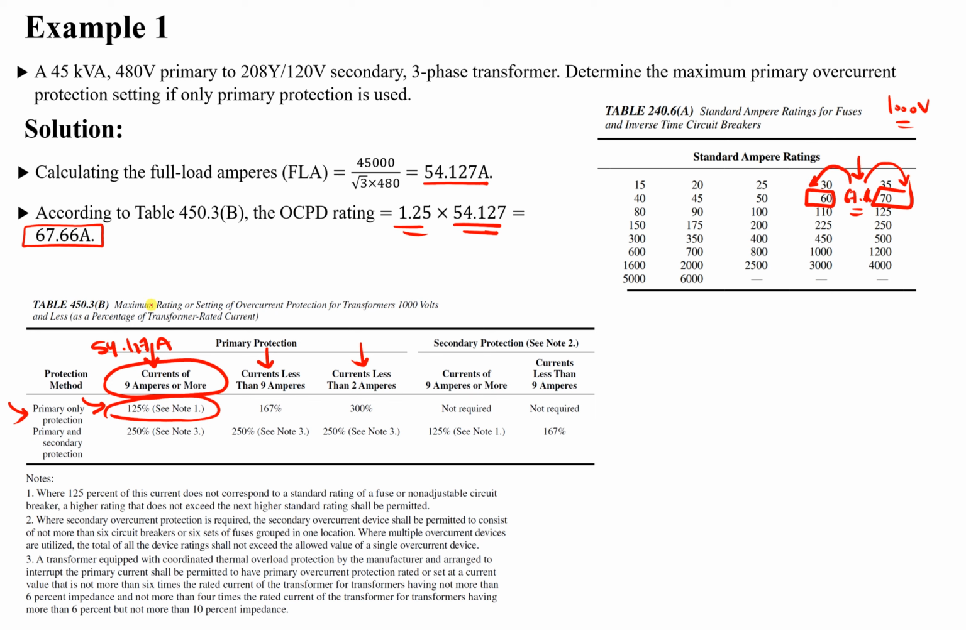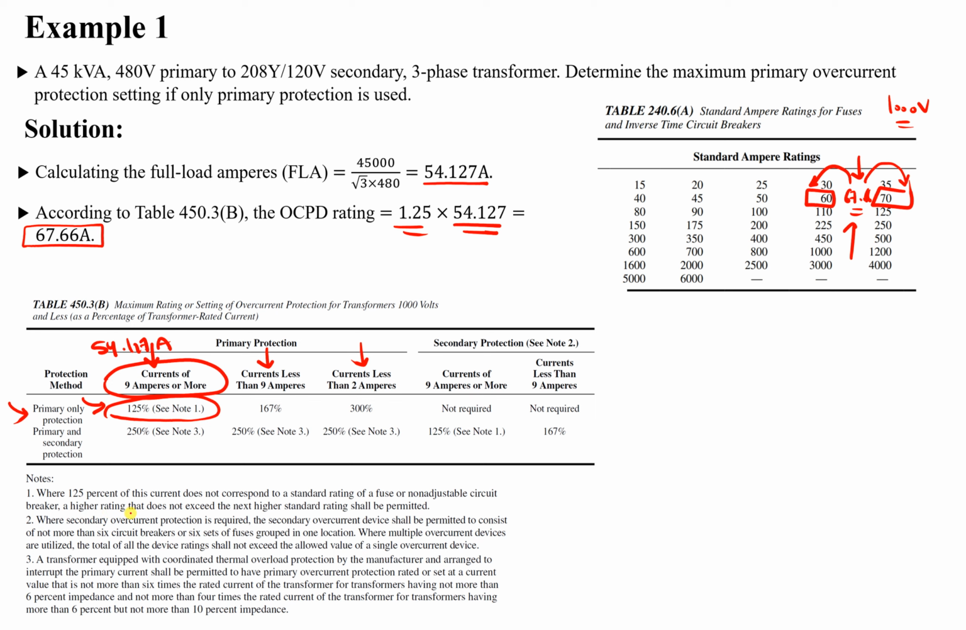You can see the table says maximum rating. So by logic, you would select the 60 amperes. However, there is an exception. If you look at note 1 for 125% here, it says that where 125% of this current does not correspond to a standard rating. You can see 67 is not a standard one. It is between two values.